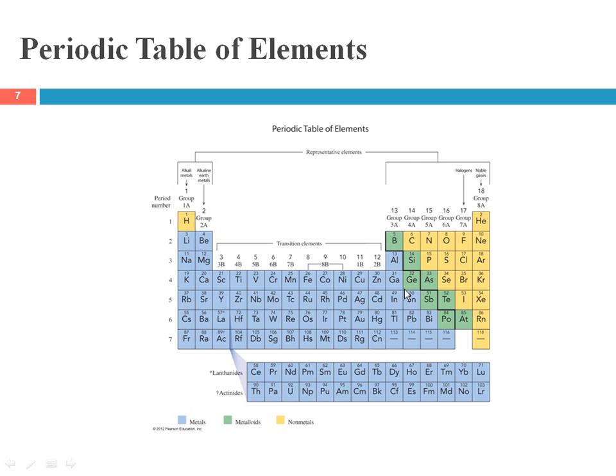So if we were to pick any element on here, let's pick bromine. As you get more familiar with the periodic table, the easier this will be. It has the symbol of Br, so here it is, and it has a number above it of 35. This is the atomic number. This means that bromine has 35 protons in its nucleus.